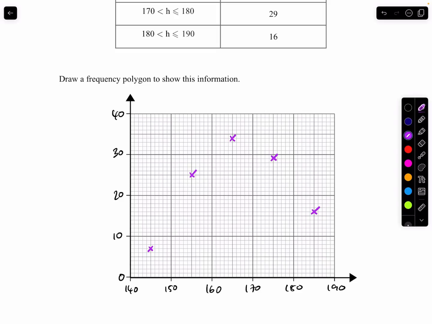Now, what do you do after this? Do you get a freehand and curve or something? This is sometimes students get confused with that too. You get a ruler.